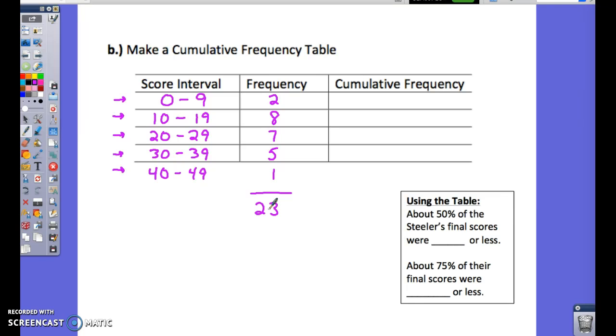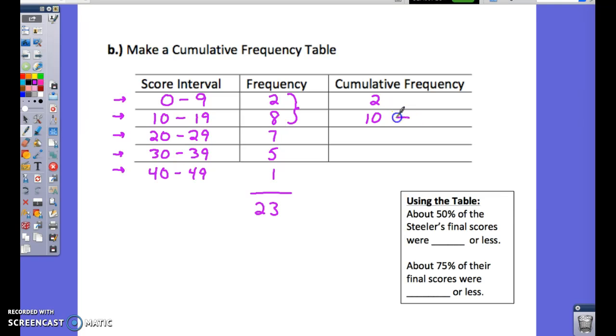Now, the cumulative frequency is simply a running total. We had a total of 2 values from 0 to 9. We had 10 values from 0 to 19. That's the sum of these two frequencies. So we're essentially just adding the previous frequency to whatever our current cumulative frequency is.